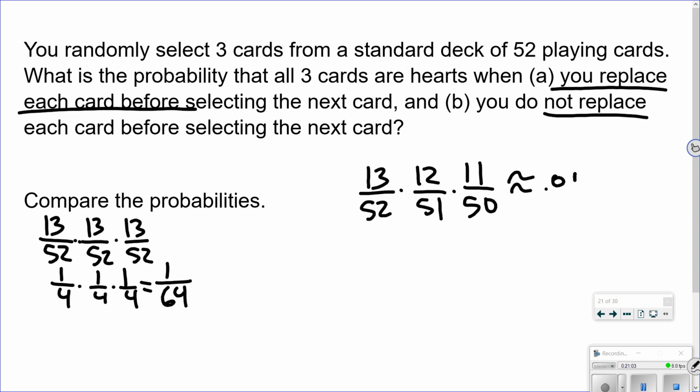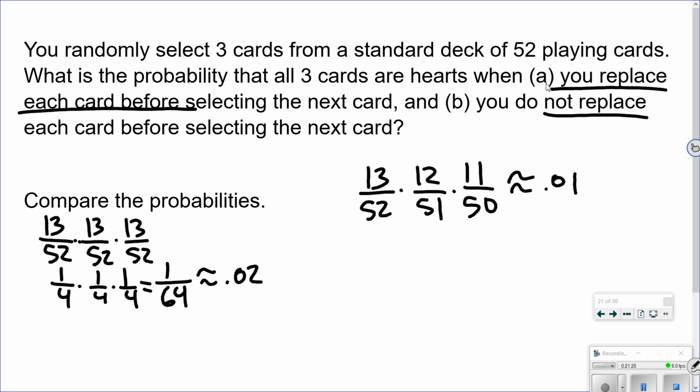0.01. Our previous answer, 1 out of 64, ends up being, oh, they're close. This one is 0.02 if you round it off. Okay. So if you're replacing a card, you're slightly more likely to get 3 hearts if you replace it than if you don't replace them as you go.